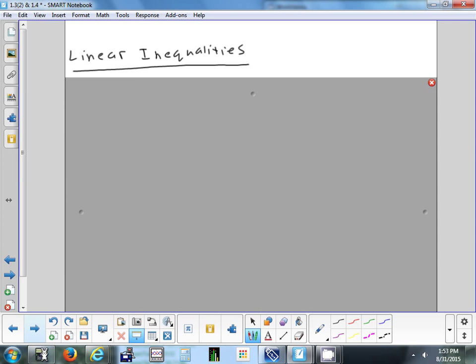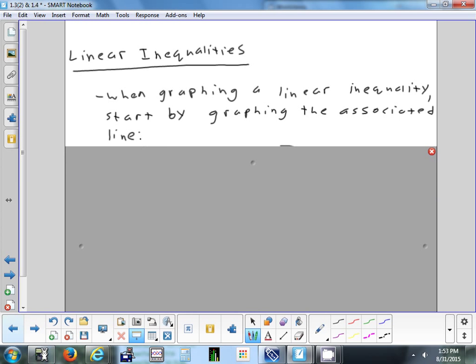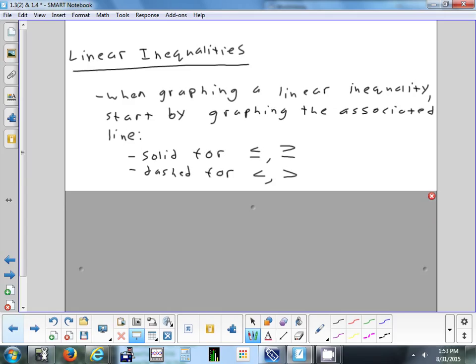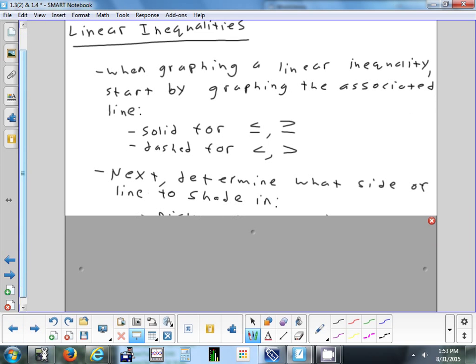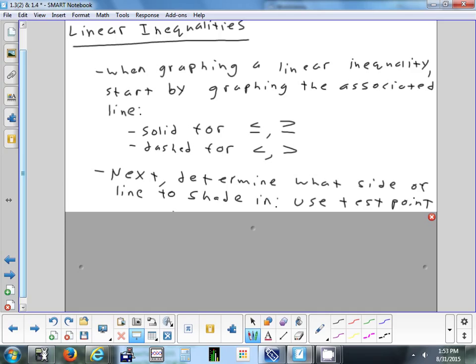All right, and this is the last thing. Okay, how we graph an inequality. Most important thing you've got to remember is when you graph an inequality, you graph it just like you're graphing a line, except if you see less than or equal, greater than or equal, it's solid. If you see less than or greater than, it's dashed. And then you've got to figure out what side to shade on. Use a test point. Okay, that's just the quick way to say it.